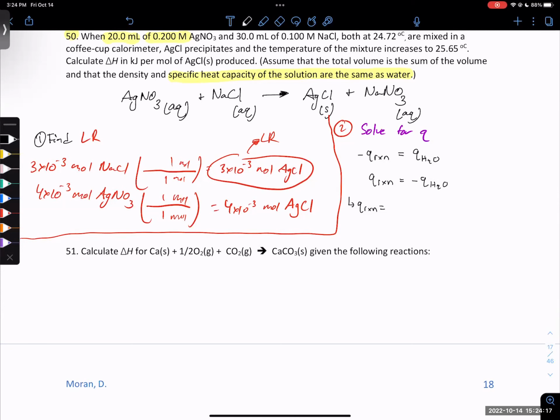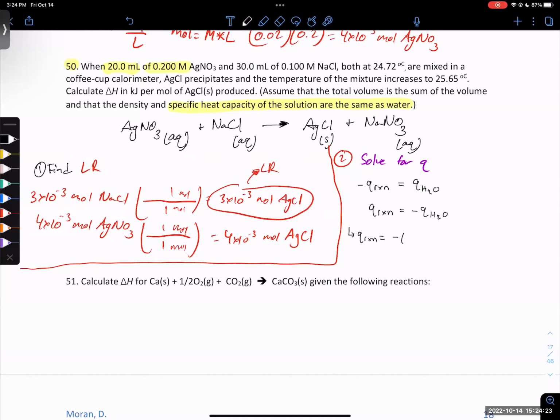So now, jump down here, and Q reaction is equal to the Q of H2O, but we have a negative here now. And we have 50 grams of water, because we know the density of water is 1 gram per milliliter, and we have 20 milliliters in this sample and 30 in this sample. So it's 50 total. We agree on that? So that's the mass of water, 50 grams. And it says we can use the specific heat for the water to be 4.184 joules per gram Celsius.